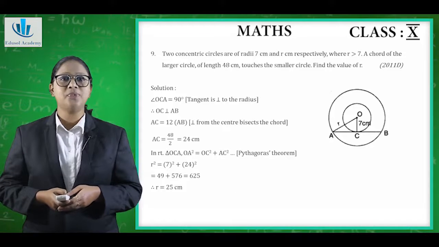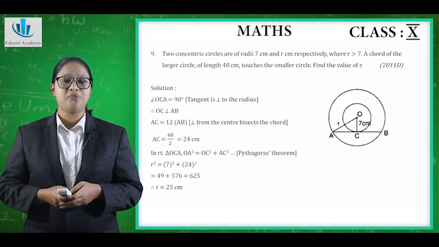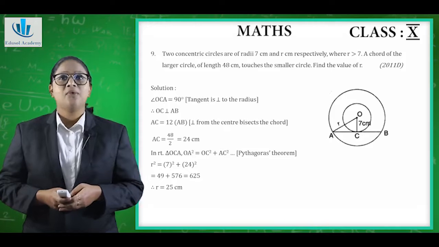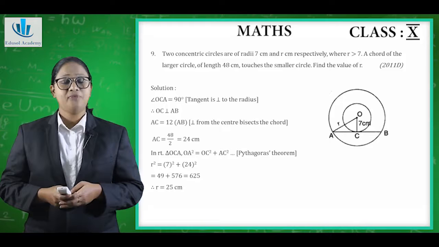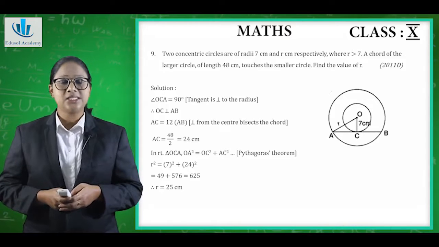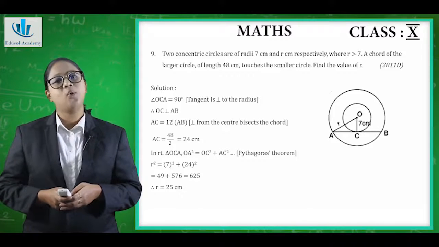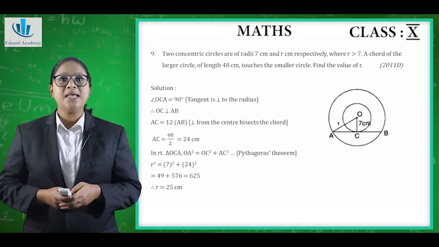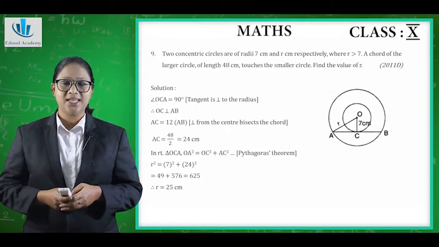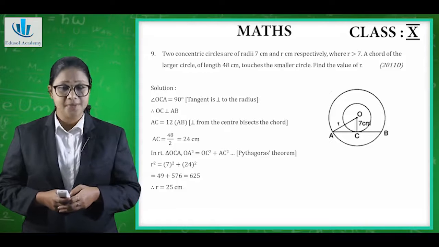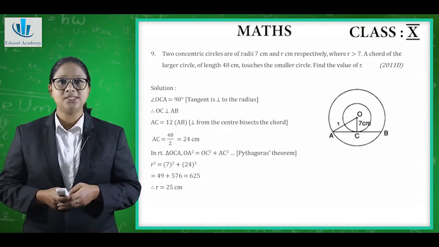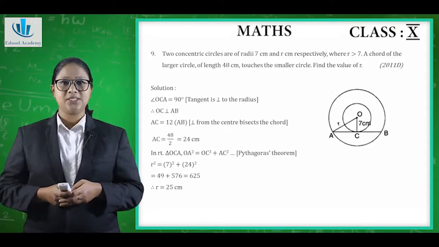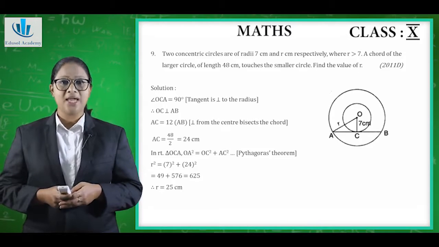Moving on to the next question. 2 concentric circles are of radii 7 centimeter and r centimeter respectively, where r is greater than 7. A chord of the larger circle of length 48 centimeter touches the smaller circle. Find the value of r. I'll repeat the question again. 2 concentric circles are of radii 7 centimeter and r centimeter respectively, where r is greater than 7. A chord of the larger circle of length 48 centimeter touches the smaller circle. Find the length of r.